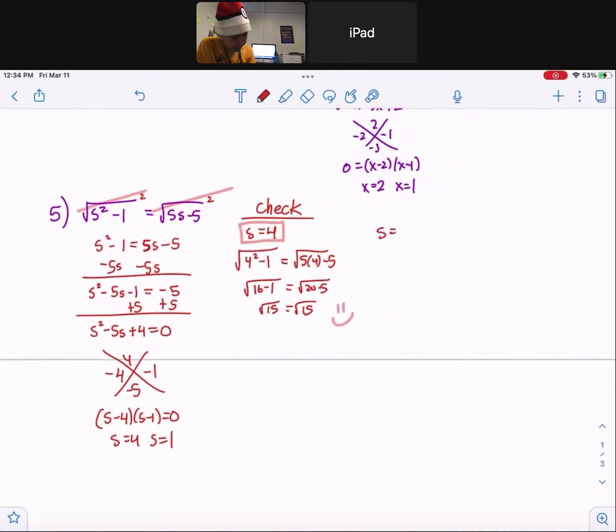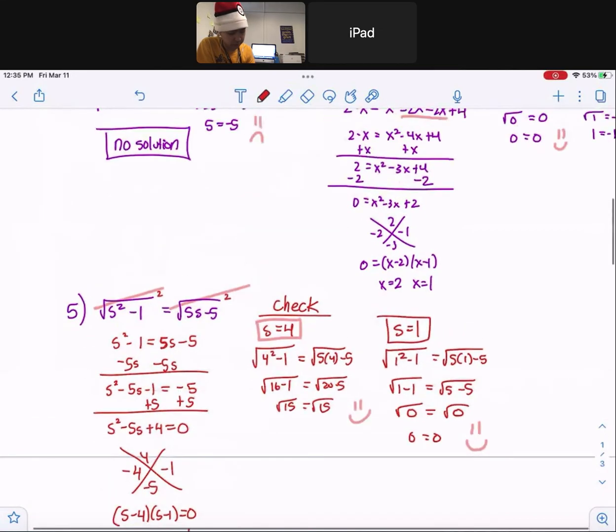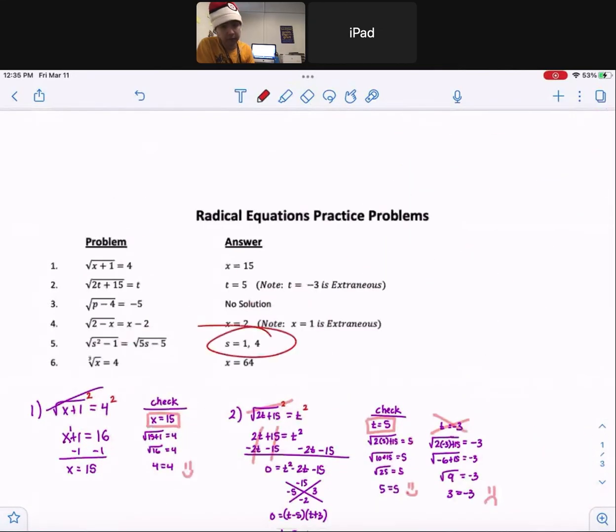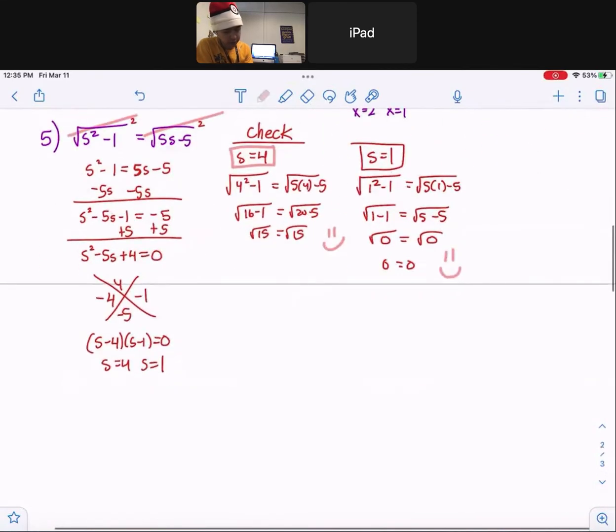But now let's check s equals 1. So if we plug a 1 into your guys' s's, we get 1 squared is just 1. 5 times 1 is just 5. 1 minus 1, square root of 0. Square root of 0, 0 equals 0. That also works, right? So both of these are our answers, which means s is equal to both of them. And now the last one, you guys.